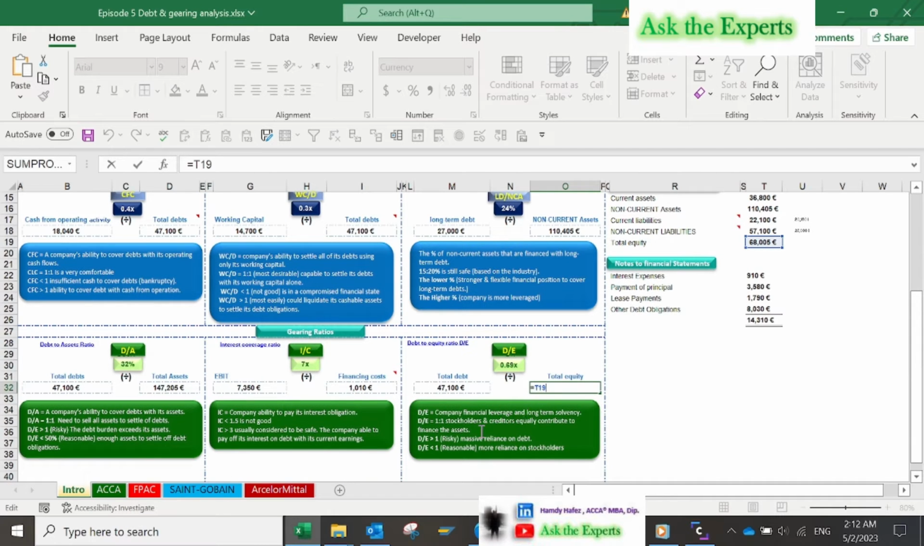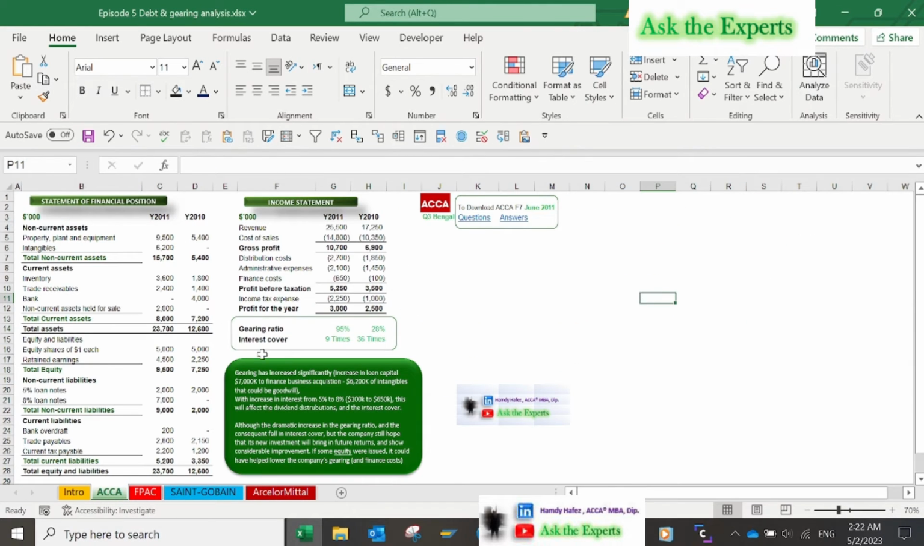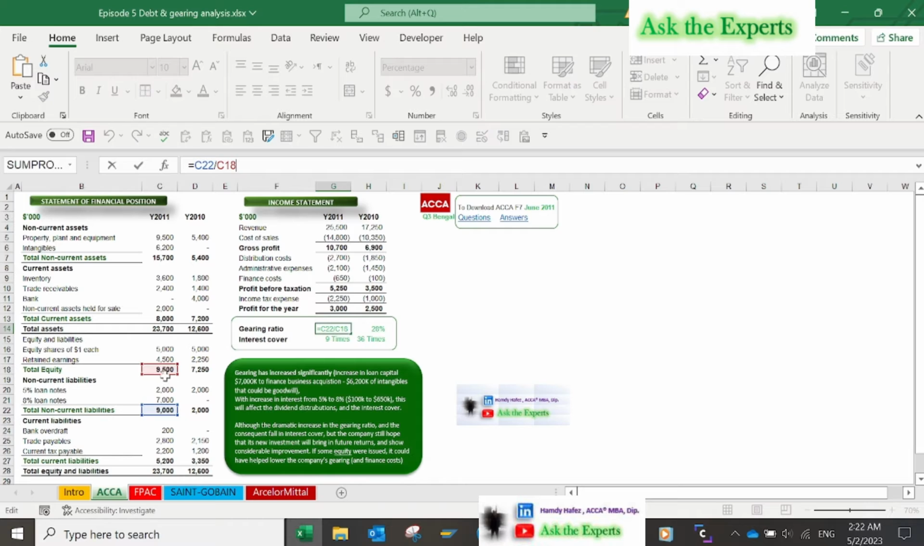Now let us see an example that is one of the ACCA past exam questions, paper F7 of financial reporting. You can download the full questions and answer from this link. The most important skill required by the ACCA is to interpret the analysis, not just calculating it. As you see, the gearing ratio has increased significantly, as a result of an increase in loan capital of $7 million, to finance a new business acquisition.